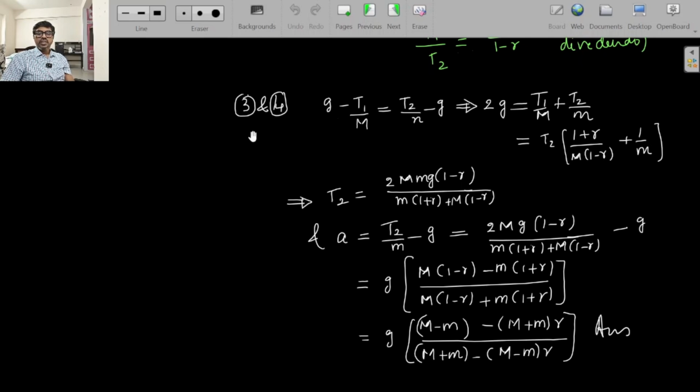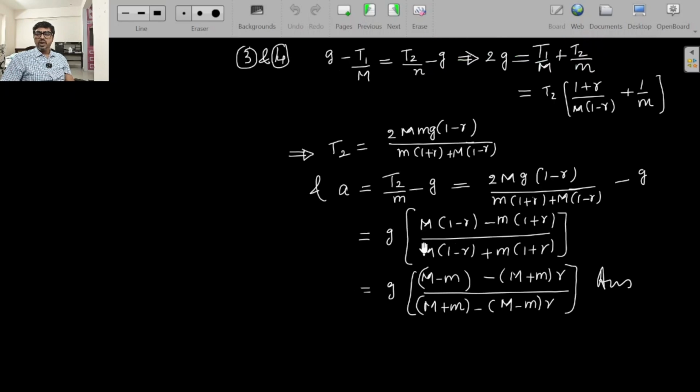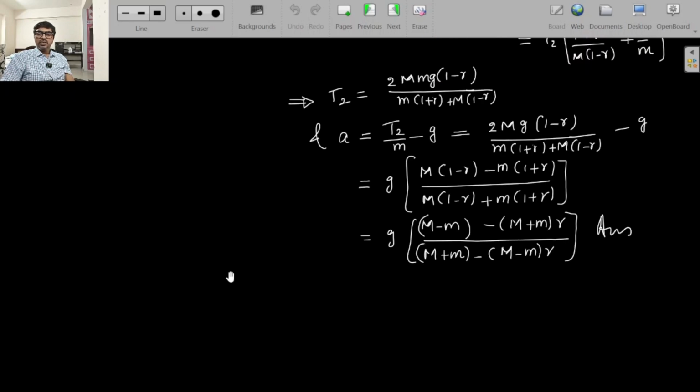Once I have T2, I can go back to the second equation and substitute in the fourth equation. I'll substitute there A equals T2 by small m minus g, and after that it is simple manipulation only. Don't worry about these equations, you can do it yourself, but the final answer is this. So the final answer matches what they had given.